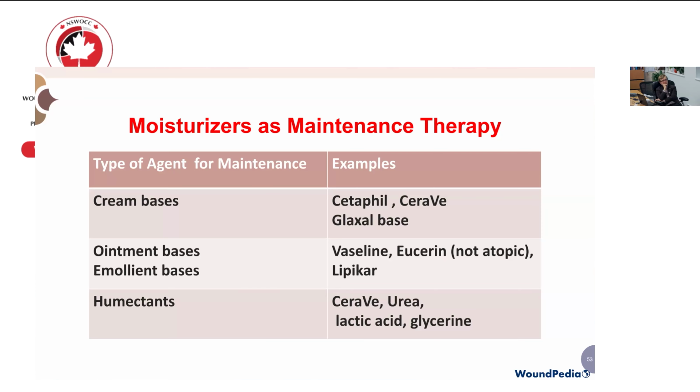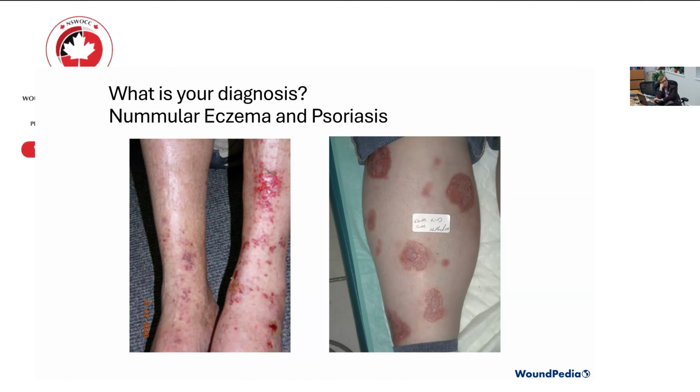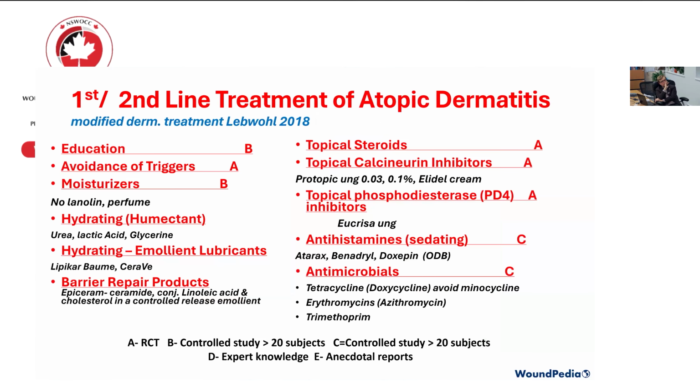Next one. Here's 2 different legs. They look similar and circular. The left one is more acute. The right one is more chronic with discrete plaques. And Andrew, press the button. And nummular eczema is on the left, and psoriasis partially treated is on the right. And the nummular eczema, there's individual papules that coalesce into spots. Next one. And take a picture of this, but it's education, avoidance of trigger, and using moisturizers.